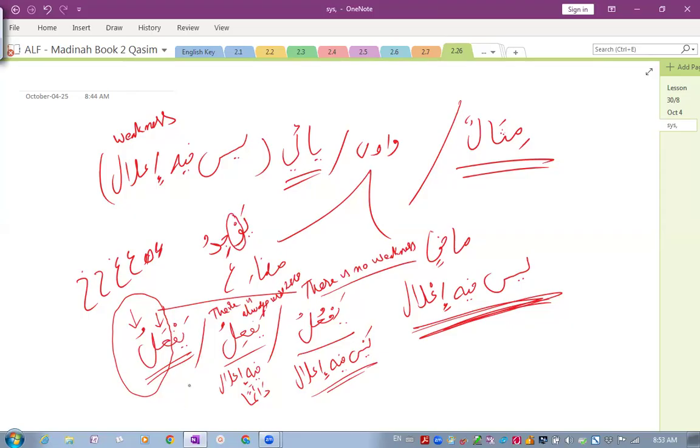And then the third scenario is yaf'alu. Whenever you have a yaf'alu, you will not drop the waw unless the ain or the lam is a harf halqi. So if you know this much, you know the whole misal, inshallah.